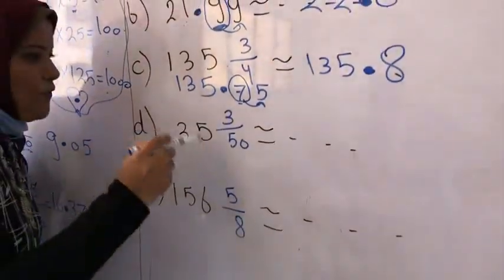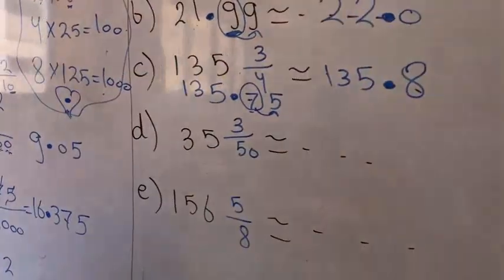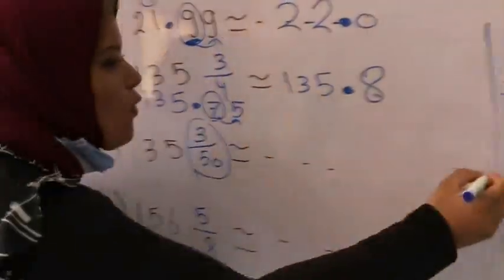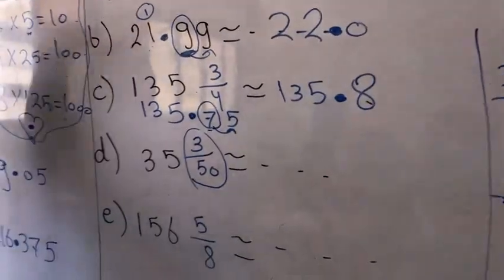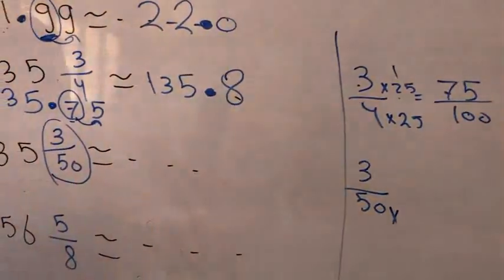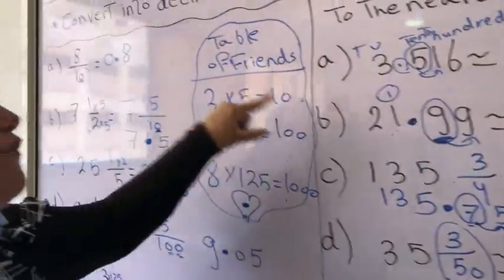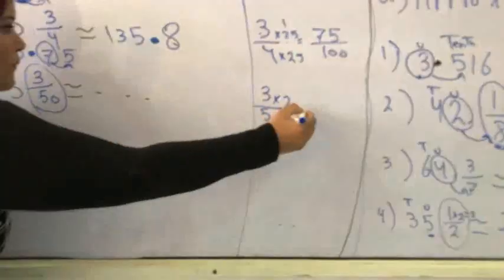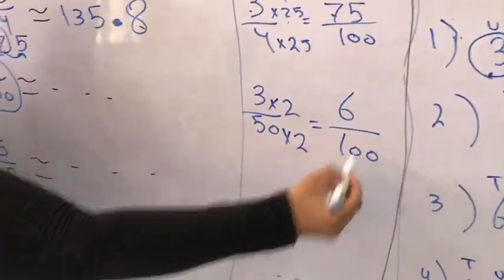Another one in here, 35 and 3 over 50. Do we have a tenth place in here? No. What can I do? I will convert this fraction to decimal form. How to convert it to decimal form? From the table of friends. What is the friend of 50? 2. Miss, 2 is a friend to 5 or 50 or 500. Okay? So I will multiply it by 2. 3 multiplied by 2 is 6. 50 multiplied by 2 is 100.